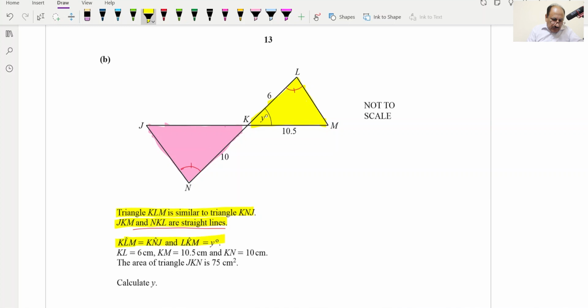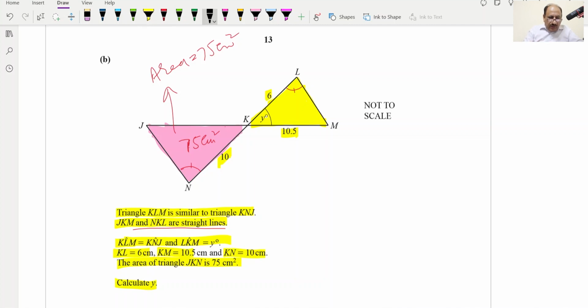So KL is equal to 6, and KM is equal to 10.5 centimeters and KN is equal to 10 centimeters. The area of the triangle JKN is 75 centimeters square. Calculate y. So our target is to find y.